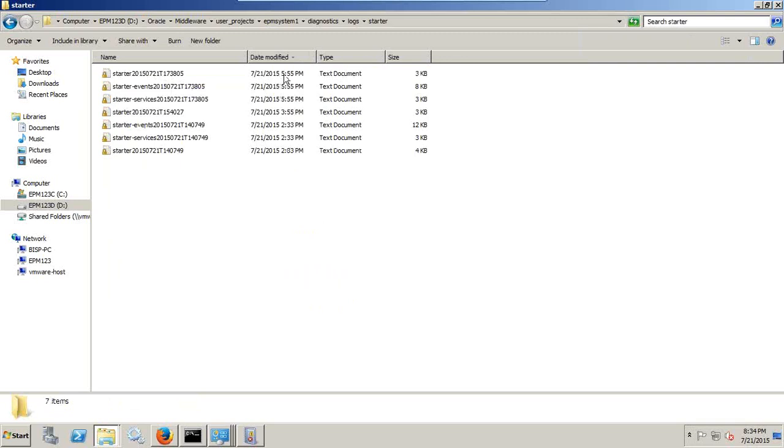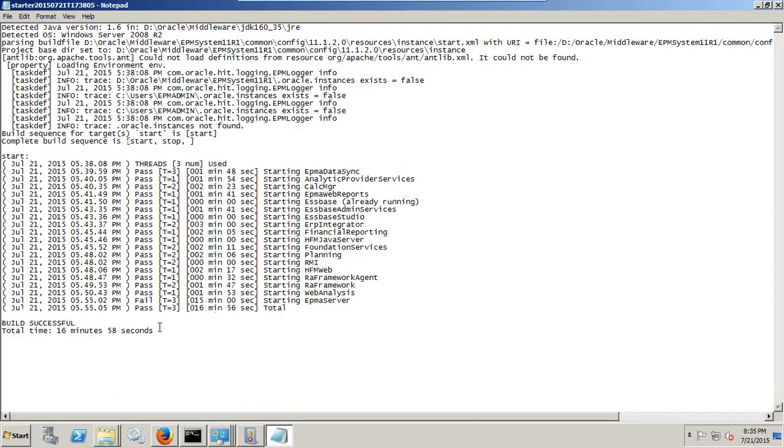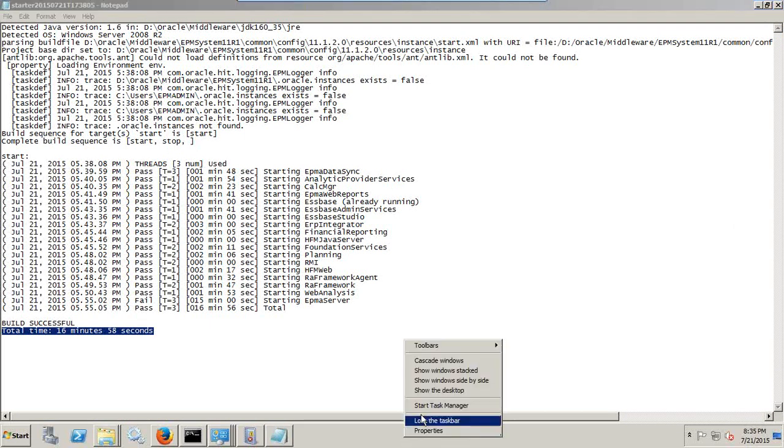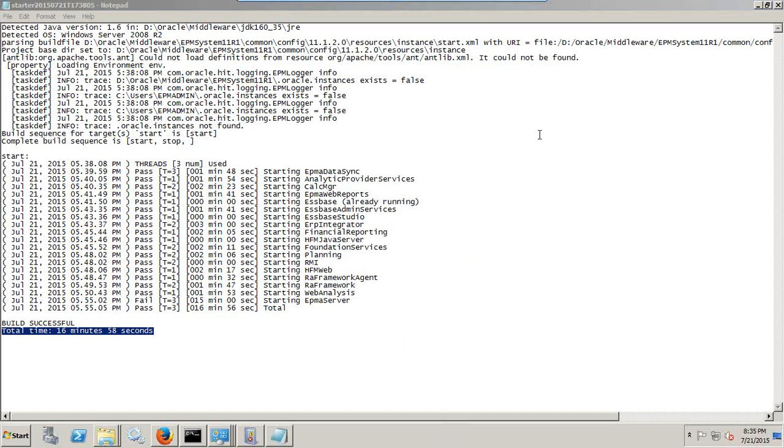The last time I started my log file was at 6 o'clock today, and when I go to the bottom, look at this: time taken 16 minutes 58 seconds is pretty much, and you will be surprised to know that I allocated 20 GB to my virtual machine. I have 4 physical processors.